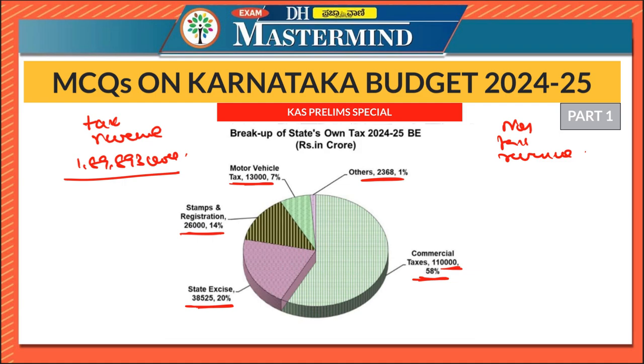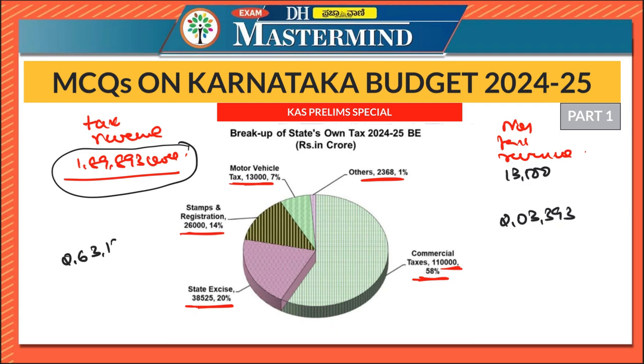If you add all these, you will get 1,89,893 crore as the tax revenue. So this is the breakup of state's own tax for the budget 2024-2025. So this is the budget data. Please remember that this is coming from state's own tax. And then we have non-tax revenue of about 13,500. If you add both these, you will get 2,03,393. However, we have total revenue receipts as 2,63,178 crore. So where is the remaining amount coming from? Let us look at it in the following questions.